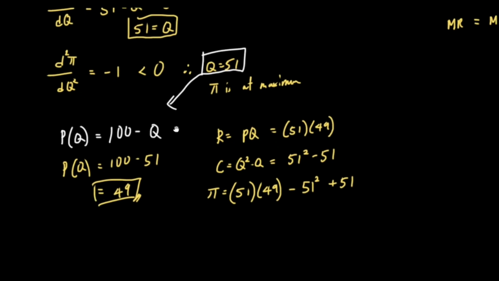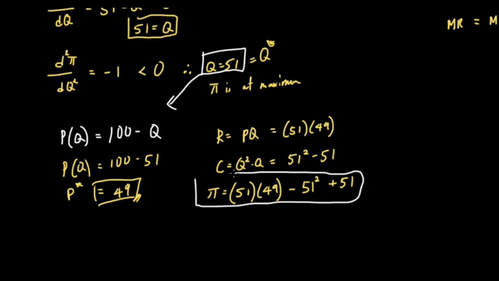And so when we find that, we have q star and p star. Let me write that down. This is our q star, and this is our p star, representing the optimal quantity and optimal price respectively. So we substitute them into our profit function here, and then we will find how much profit the firm actually gets.